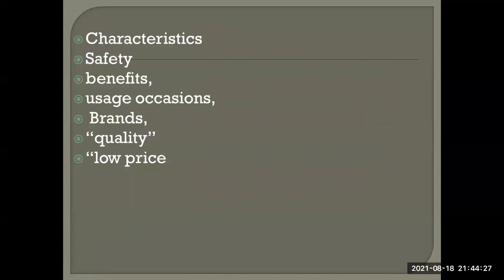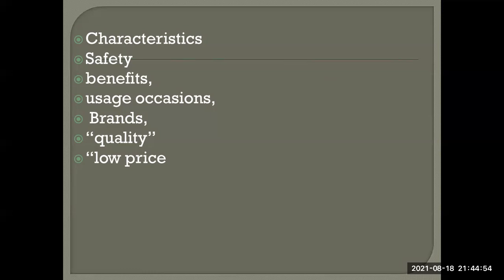So this is the end of the lecture, but I will tell you the characteristics by which you can do segmentation. On a safety basis, you can do segmentation, like Volvo is known for safety cars. On the type of benefits, you can also segment the markets. So there are a lot of products which we'll discuss further.